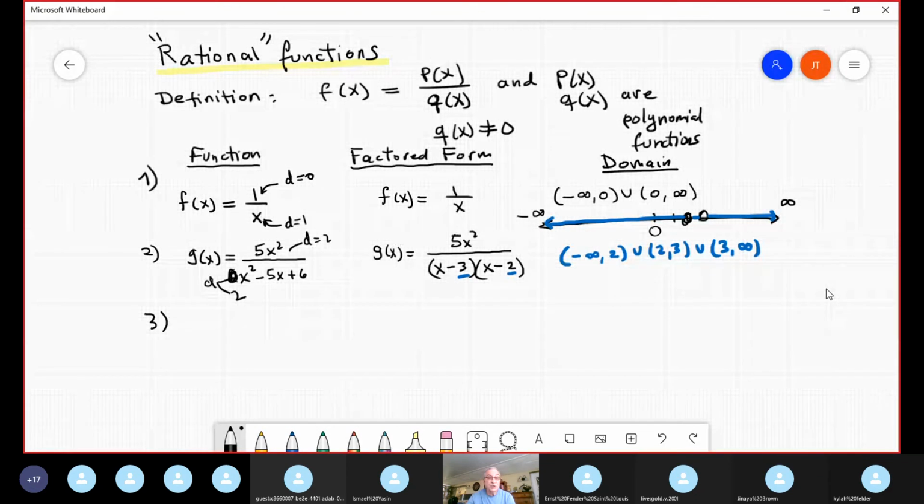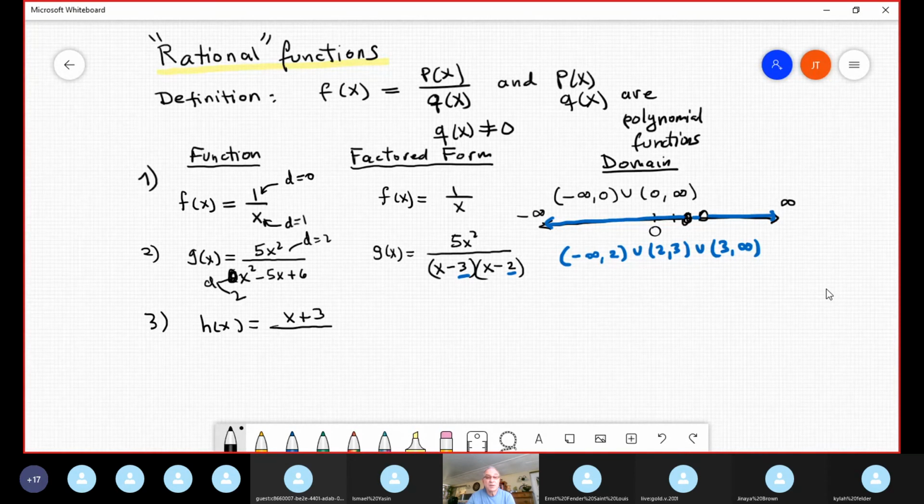Suppose another example. Suppose h of x is equal to x plus 3 divided by x squared plus 4. Okay, the polynomial in the top is linear, degree 1. The polynomial at the bottom is quadratic, degree 2. And the factor form: at the top, impossible, because it's already a prime expression. But the bottom is also, look at that.